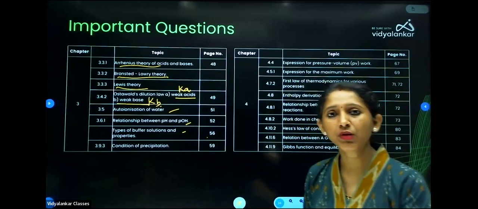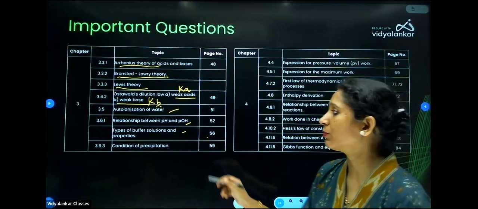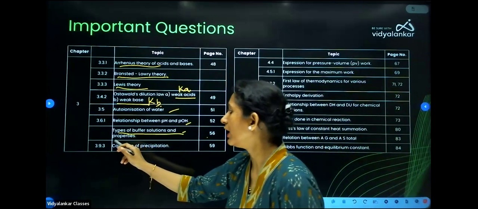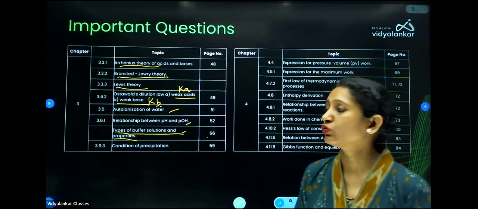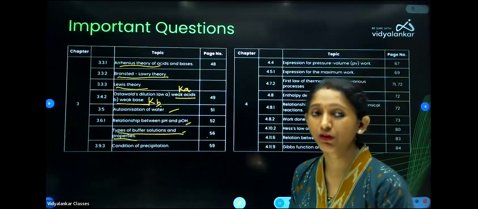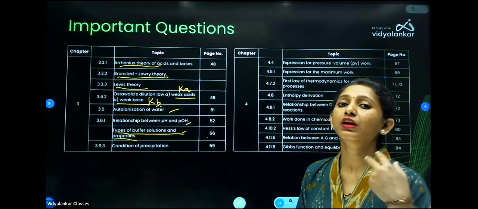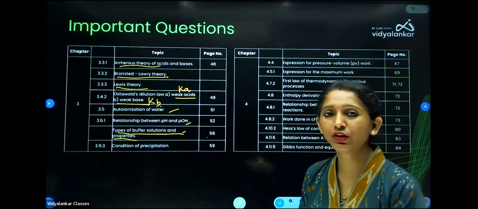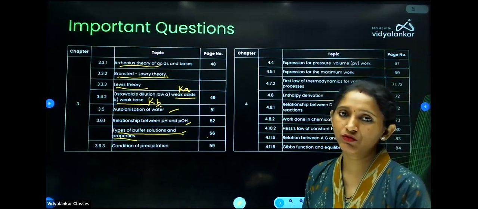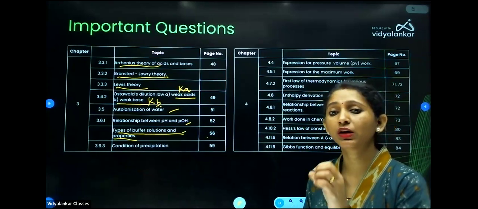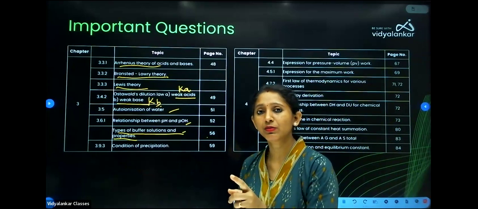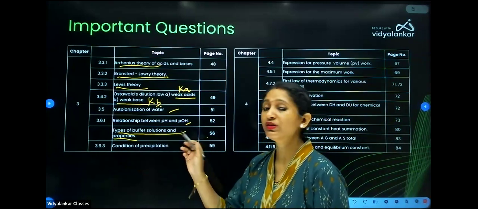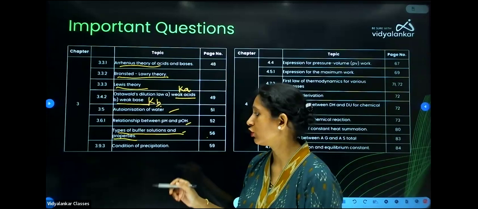After that, for 1 mark, mostly questions from the chapter come on types of buffer solution and their properties. Here the definition of buffer solution is given first, then the definition of acidic buffer, then basic buffer, along with the properties of buffer solutions. With that, you are also given the Henderson-Hasselbalch equation for acidic buffer and basic buffer. So do not skip the buffer solution topic.